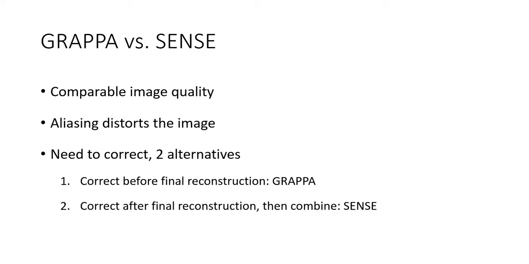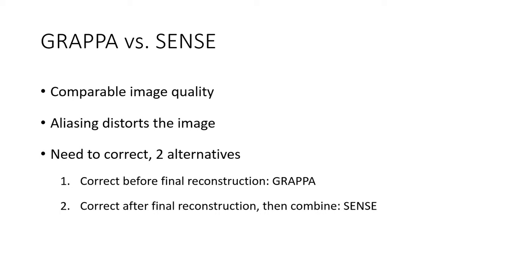So let's compare GRAPPA and SENSE. Those are two of the most commonly used parallel imaging techniques. The image quality for both is comparable. Essentially it depends on which manufacturer your MRI machine comes from. That's the main deal between the two. So there is no real advantage between using GRAPPA or SENSE.